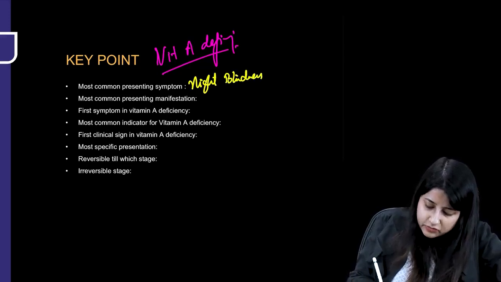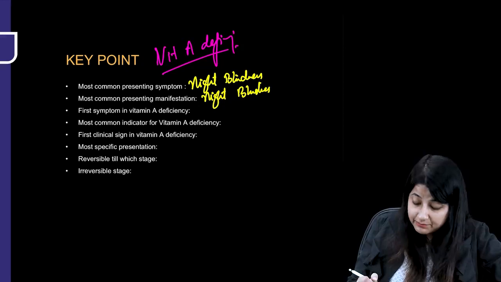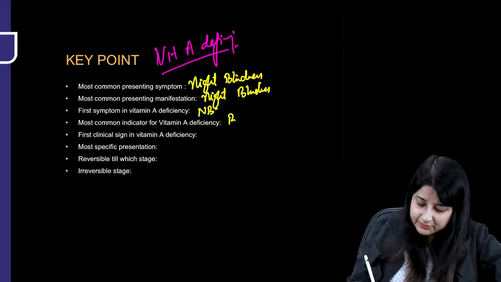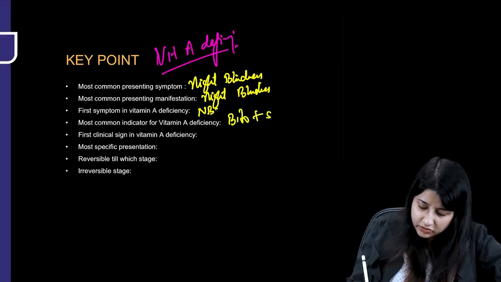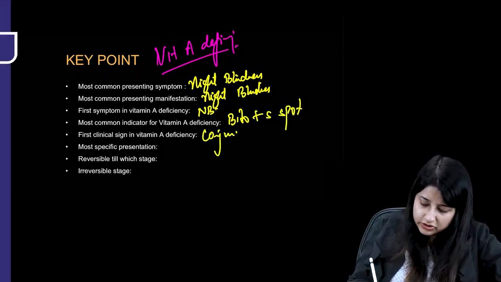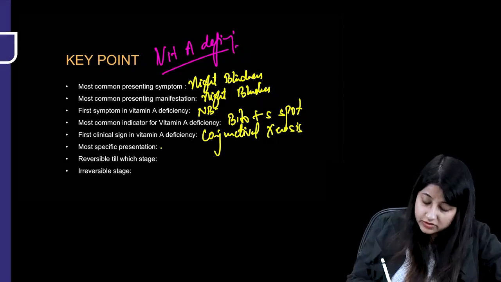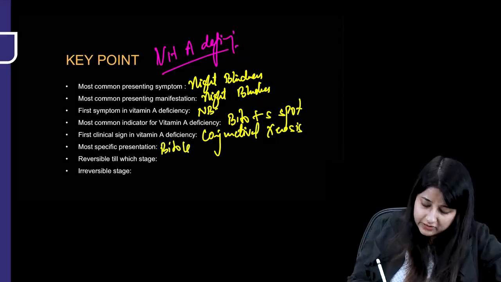Then what is the most common presenting manifestation? Again, this is night blindness. What is the first symptom? This is also night blindness. Most common indicator for vitamin A deficiency is Bitot's spot. First clinical sign is something that the doctor notes, that is conjunctival xerosis. Most specific is what? Bitot's spot, okay.